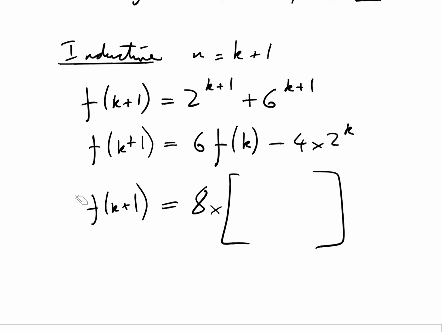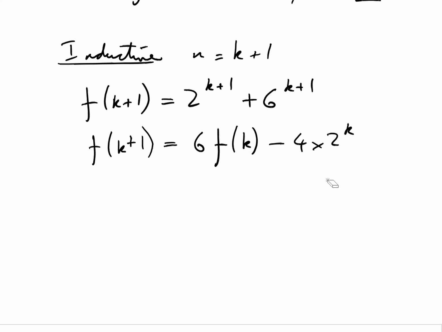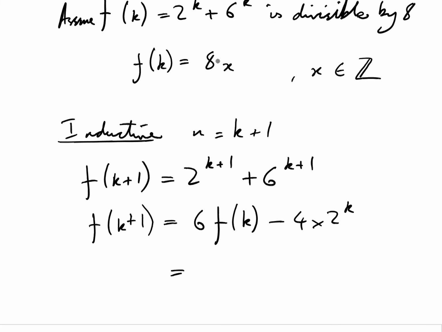So, how are we going to do that? Well, we've said above that f of k is equal to 8 times some number, 8 times x. So I could immediately make a substitution for f of k, 8 times x. It's something that I've made up, but basically that's another way of saying that f of k is divisible by 8. That will help us.